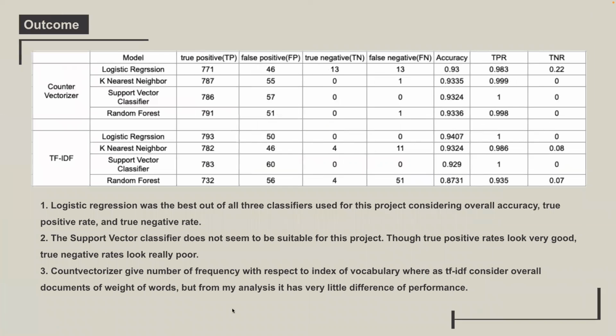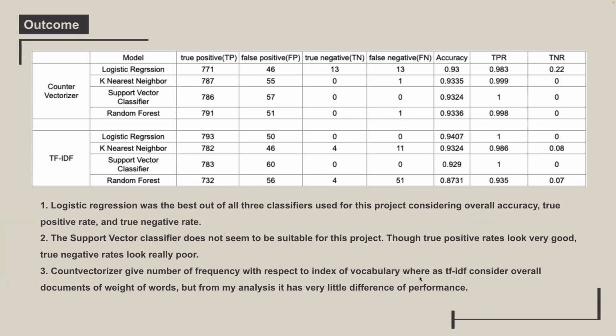Here are the outcomes among all the models that I tested. Logistic regression with count vectorizer is the best, I would say, not only because of the overall accuracy, but also because it does have some numbers in both true positive and true negative. The support vector classifier doesn't seem suitable for this project at all. True positive looks good, but true negative looks very poor. It's like binary, absolute numbers. It shouldn't be like that.